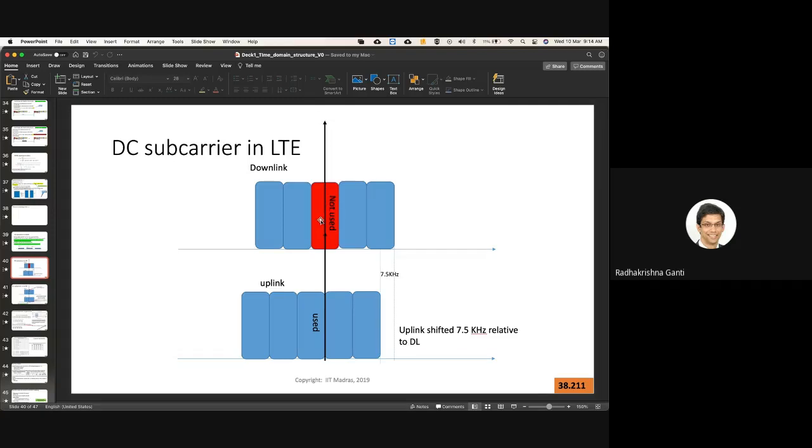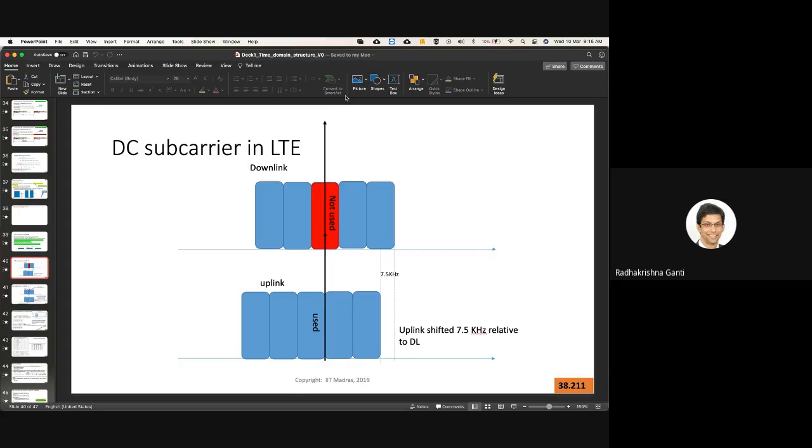Okay. So what they did in uplink was, so this is the downlink part. In uplink, they shifted the entire resource grid by 7.5 kilohertz. Okay. So when they shifted the resource element by 7.5 kilohertz, the DC subcarrier actually falls between two subcarriers.